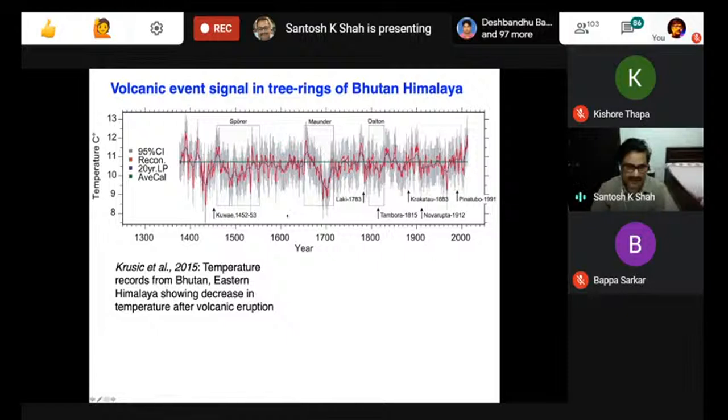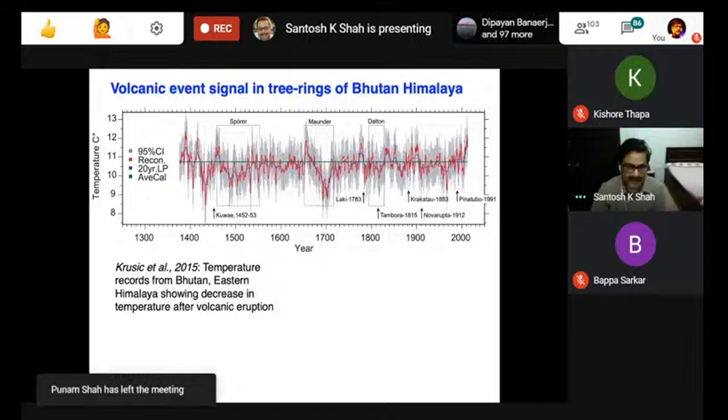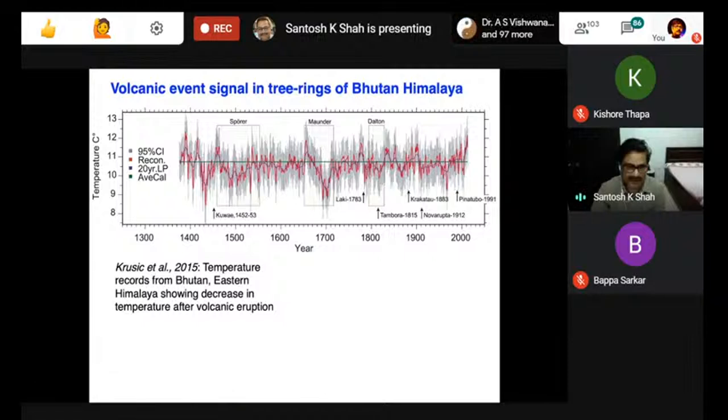Even the volcano affects tree-ring patterns and temperature. When a volcano erupts, it releases a huge amount of sulfur dioxide into the atmosphere, and a thick blanket of sulfur in the atmosphere blocks the penetration of sunlight. Then the temperature becomes lower. So the same thing happened in history also.